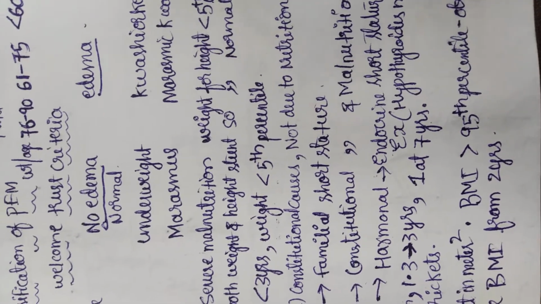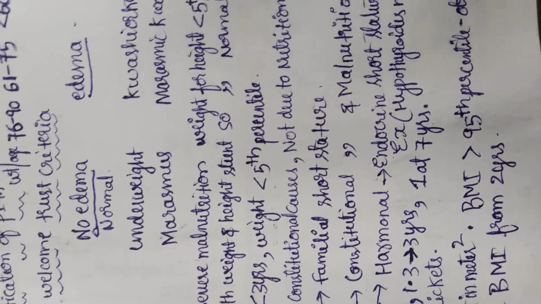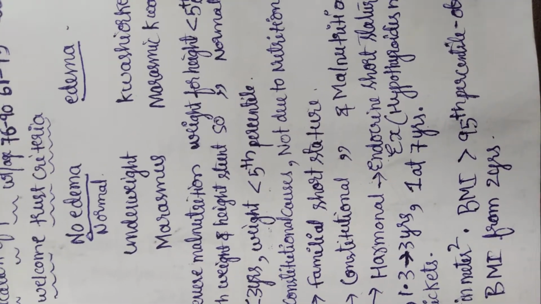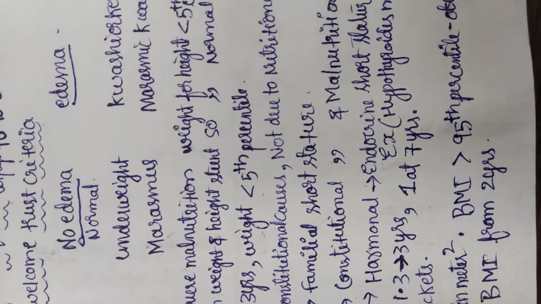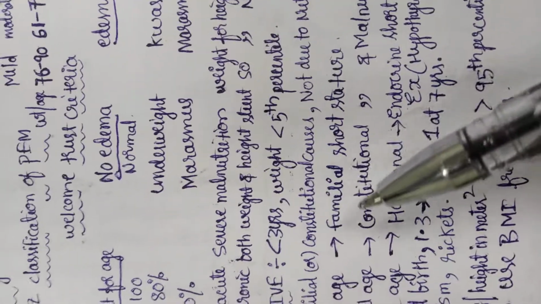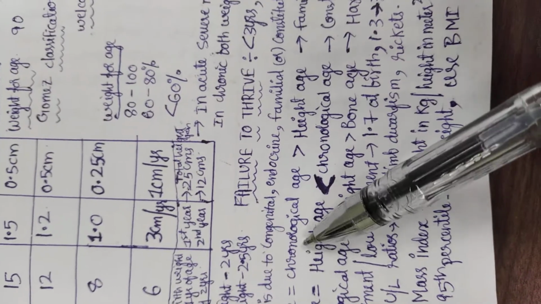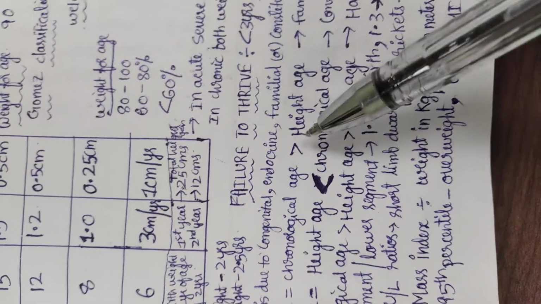So in all the types of short stature, the height age will be less than the chronological age. That is, if the child's chronological age is 5 years but his height is like that of a 3-year-old. You remember this point. In familial short stature, height age is less than the chronological age. That is, chronological age is more than the height age.